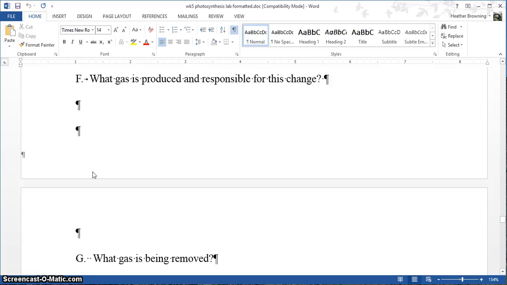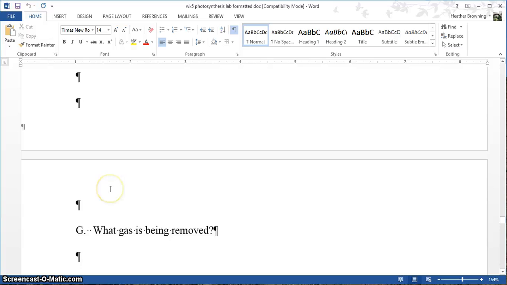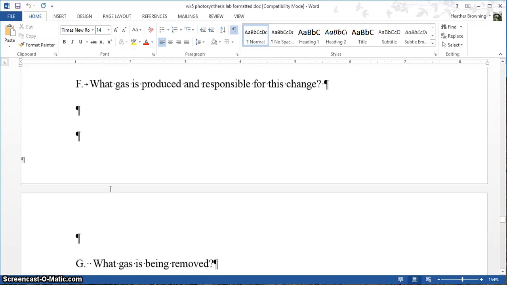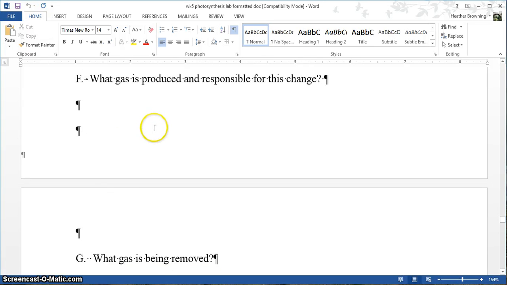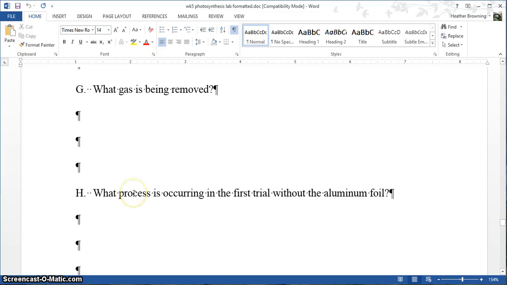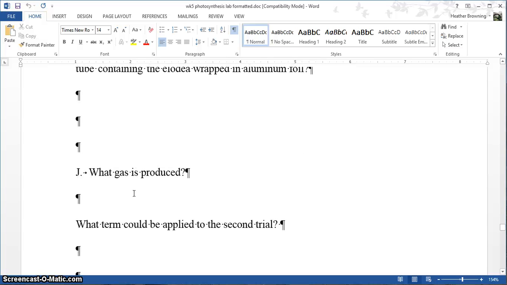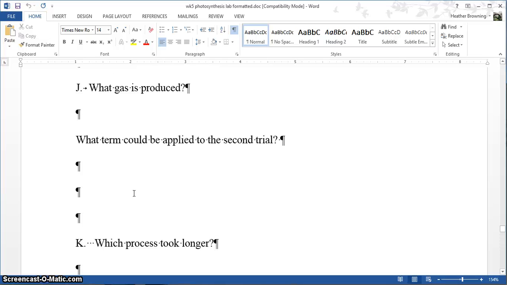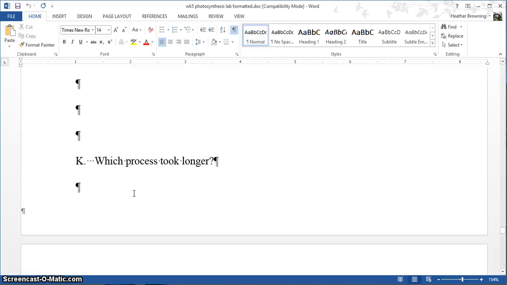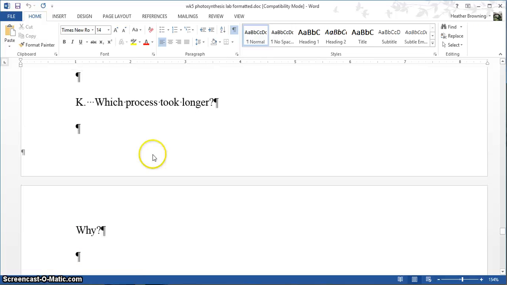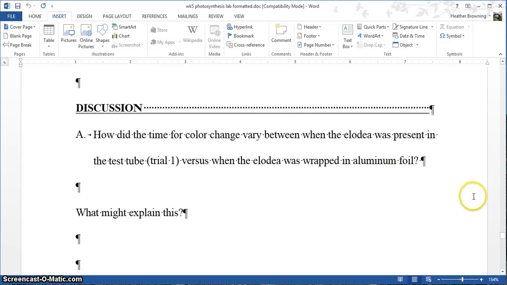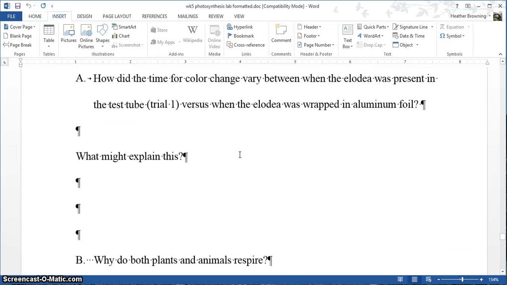So what's the gas? And then what gas is going away? This is kind of going to be the same as respiration. So what's produced? What goes away? Then we have the process occurring in the first trial. You observe what gas is produced for J. So that's going to be the opposite. And then respiration, which took longer. And why?